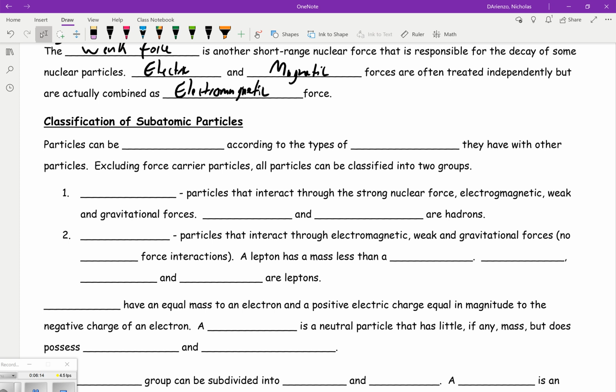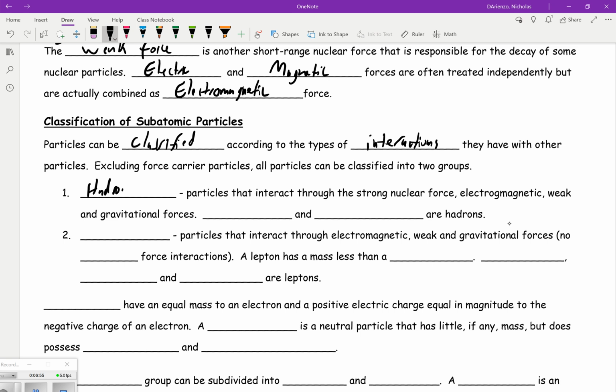Now, this model of particle physics has a lot to do with different subatomic particles that are fundamental to create larger particles. Now, these particles can be classified according to their types of interactions that they have with each other. So depending how they're going to behave with each other, they're going to be classified differently. And if we don't account for the force carrier particles, we can classify all the particles that we know into two different groups.